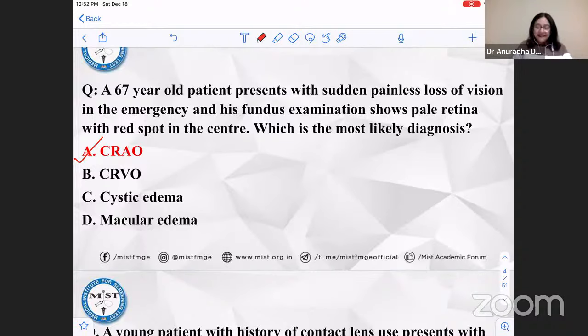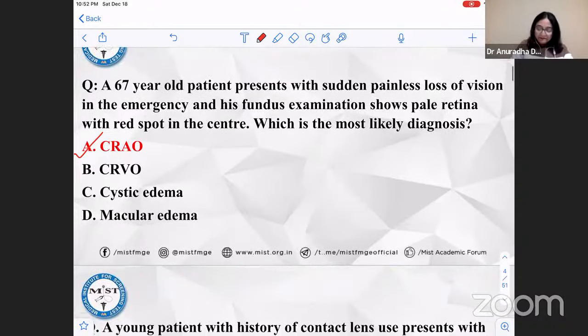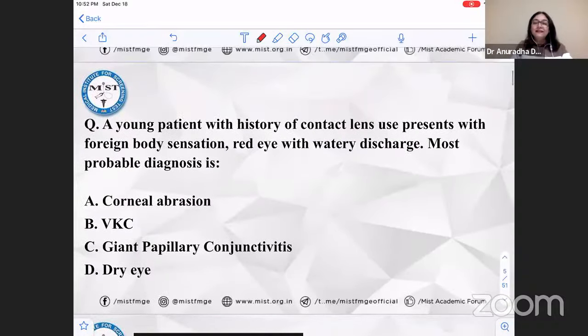So moving on to the next question, which was there in this session exam. Let's go to the question statement. Again, this was a clinical case-based scenario. A young patient with history of contact lens presents with foreign body sensation, red eye, and watery discharge. Most probable diagnosis is? So here, again, let's try to look for the key words in the case statement. So a young person, then history of contact lens use. So this is an important clue over here. Patient is having history of contact lens use.